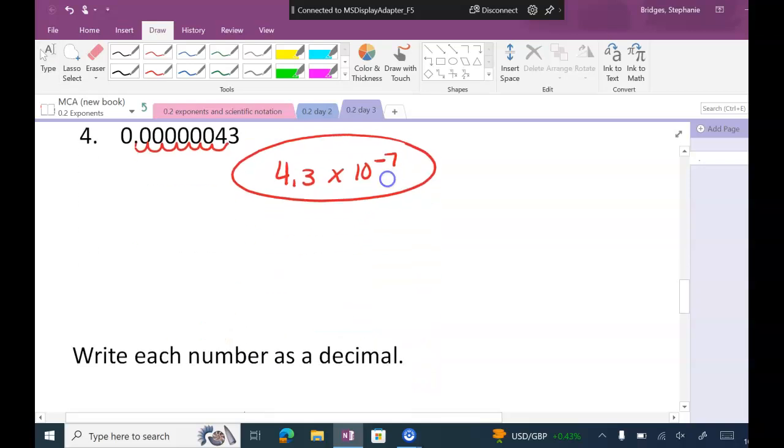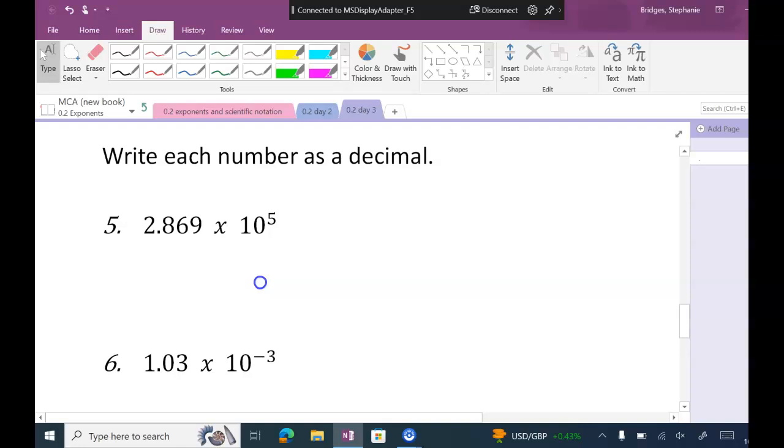Okay. So in this, it's going to tell us to write each number as a decimal. Now, remember, whole numbers are also decimals, right? Because there are decimals behind it. We just don't always write them. So basically, we're taking this out of scientific notation.